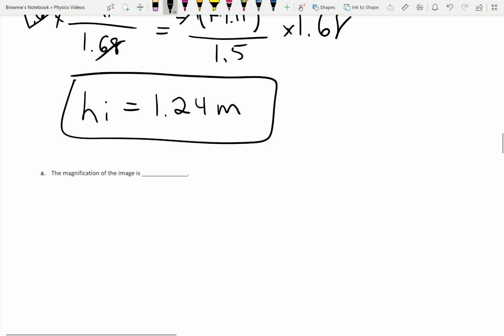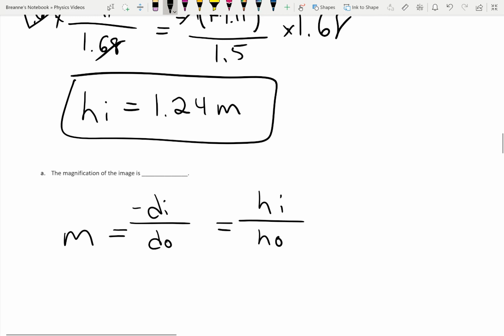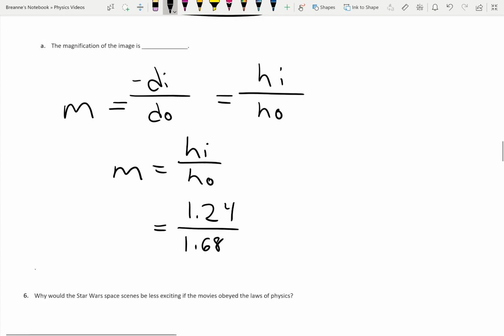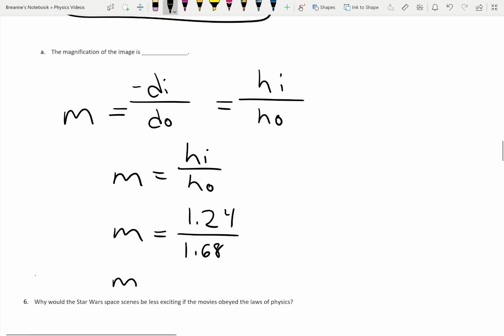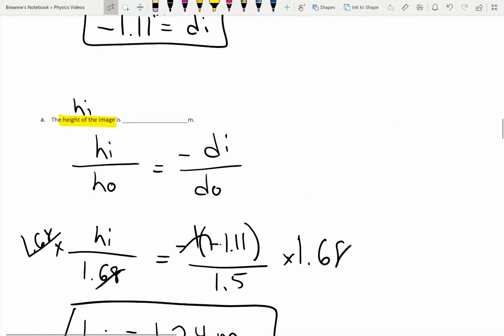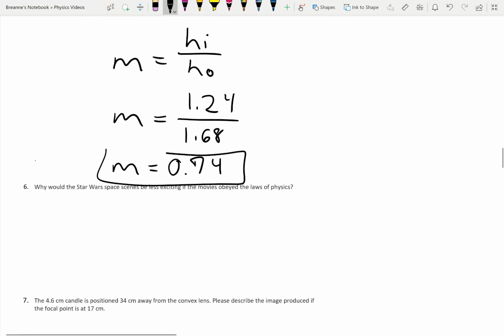And now we need the magnification. So the magnification, we can actually use our di over do, or we can use our hi over ho. Either one works. I don't necessarily like messing with negatives, so I think we're going to use our hi over ho. Our hi we just figured out, it's 1.24. Our ho was 1.68. We plug that into our handy-dandy calculator, 1.24 divided by 1.68, and we get a 0.74. And it was supposed to be diminished, so it diminished. We're good to go. Woohoo!